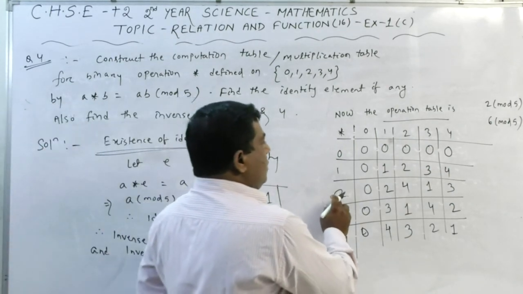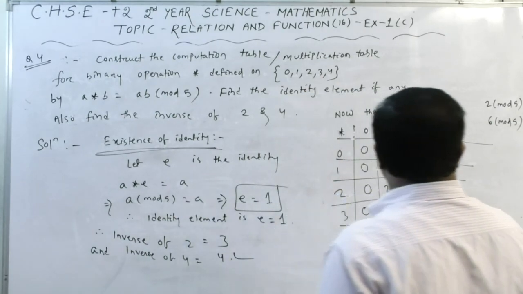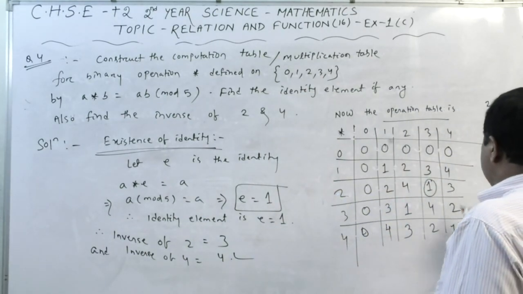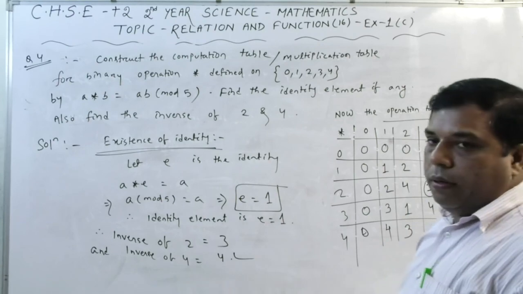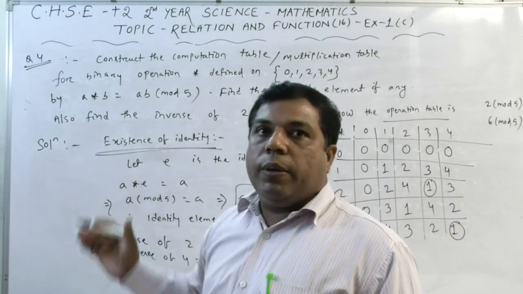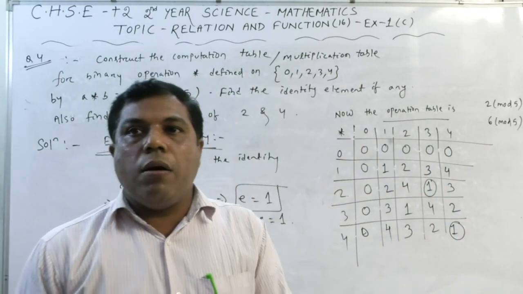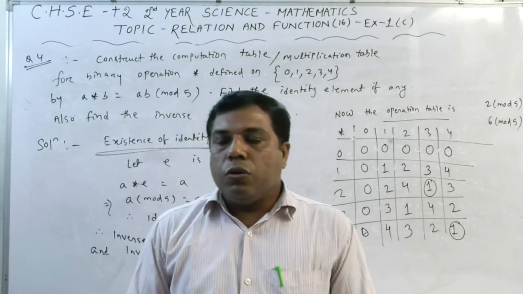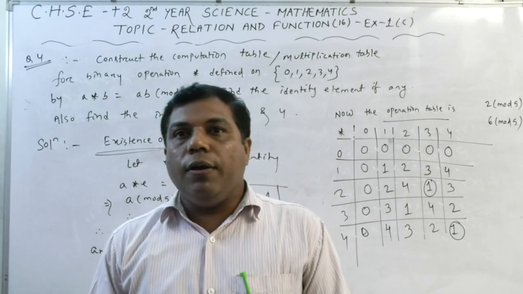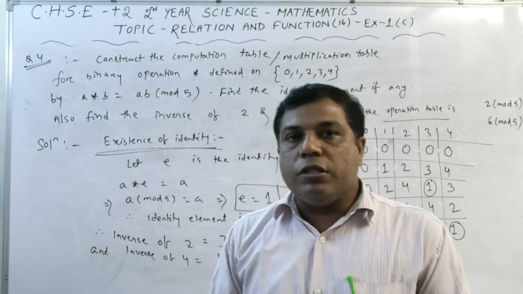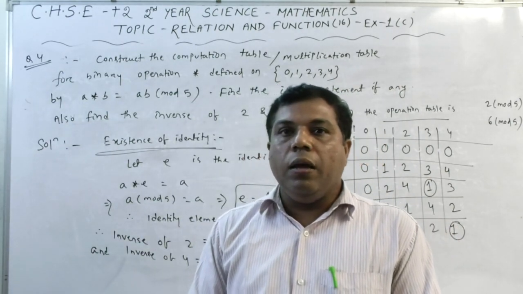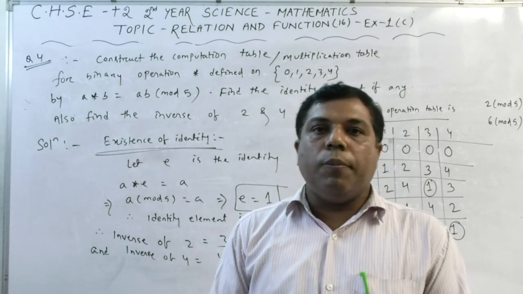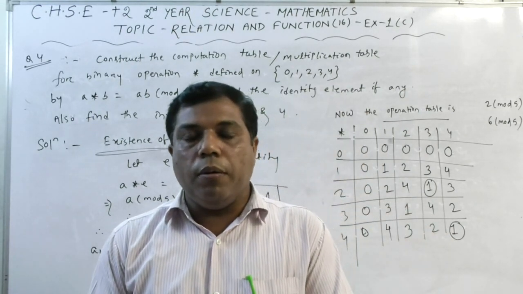Okay, because you see 2 is operated with 3 and the result is 1, and 4 is operated with itself and the result is 1. Okay, so in this way we learn how to compute the binary tables. So my dear students, today we learned about the concepts of binary operation with some of our exercise problems.